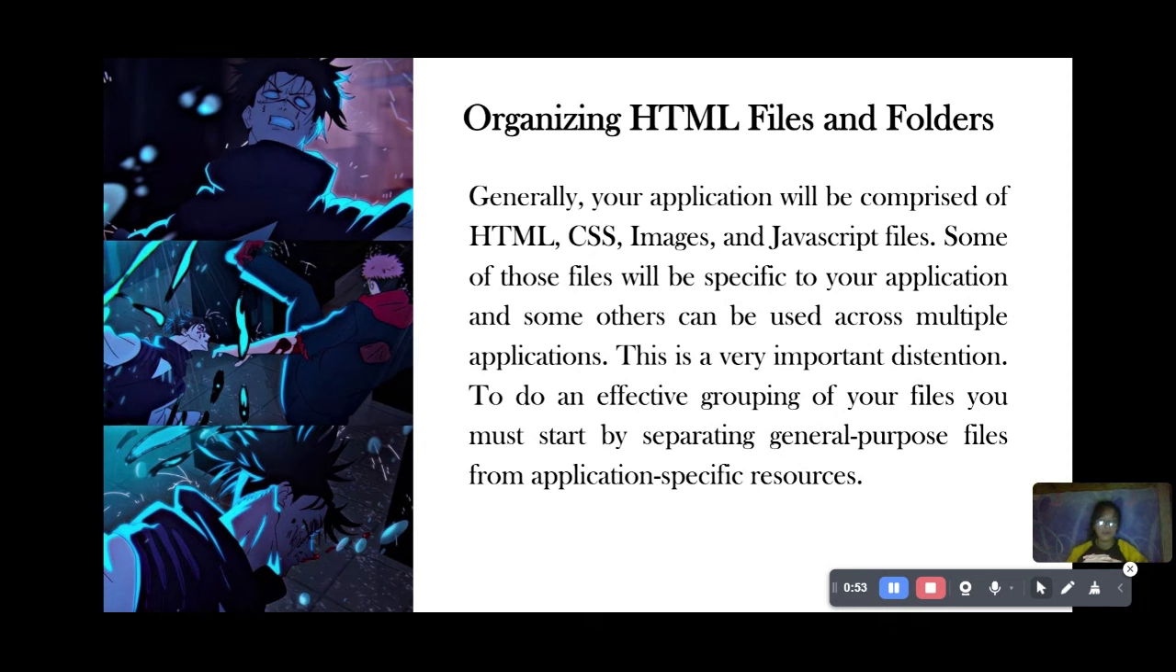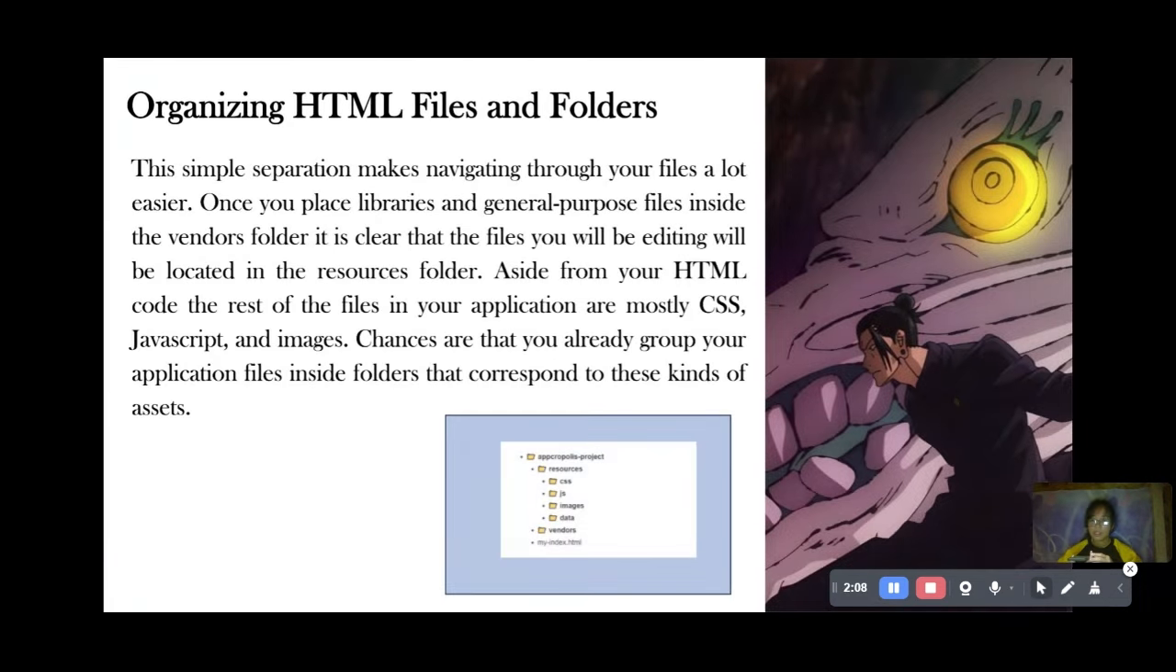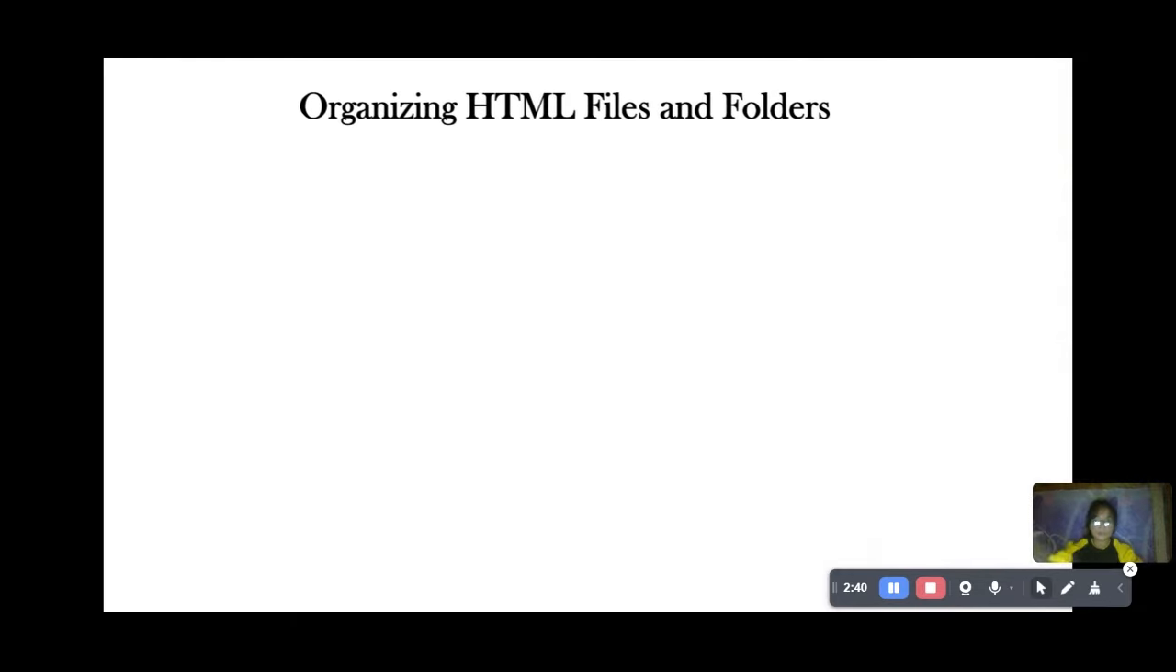To effectively group your files, we must start by separating general purpose files from application-specific resources. These simple separations make navigating through your files a lot easier. Once you place libraries and general purpose files inside the vendors folder, it is clear that the files you will be editing are located in the resource folder. Aside from HTML code, the rest of the files in your application are mostly CSS, JavaScript, and images. Chances are that you already group your application files in subfolders that correspond to these kinds of assets.